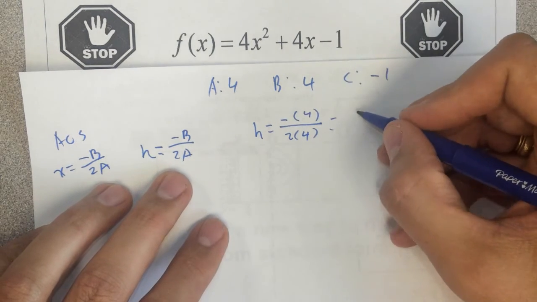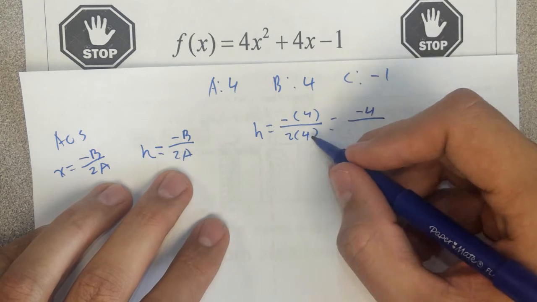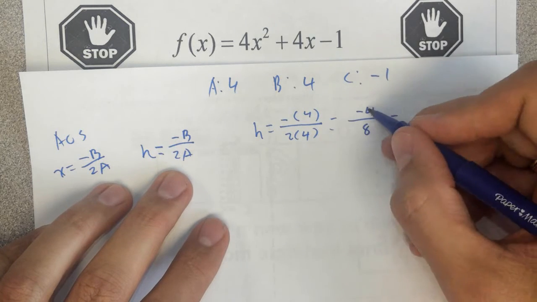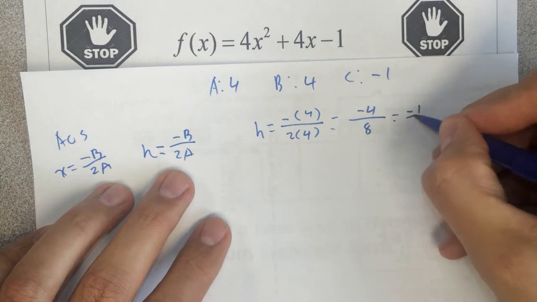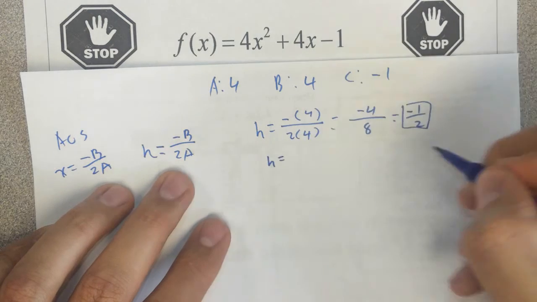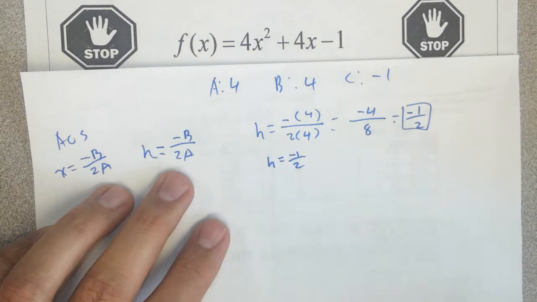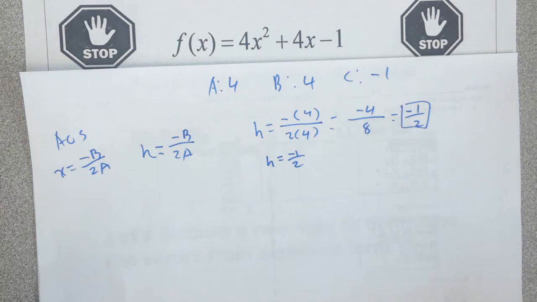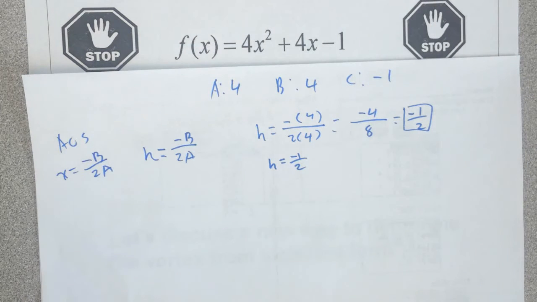Negative times 4 is going to be -4. 2 times 4 is 8. -4 divided by 8 is going to be -1/2. So my H value is equal to -1/2. What am I going to do with that? Well, I'm going to plug that back into here.